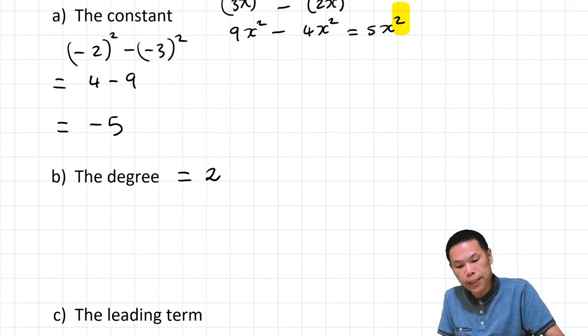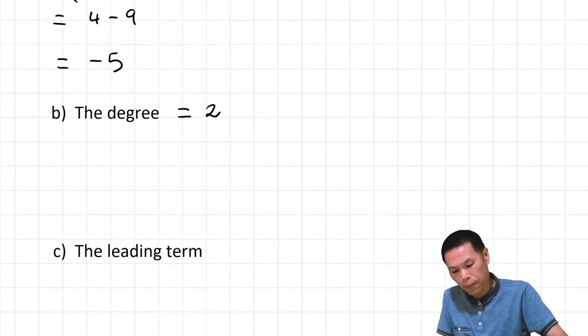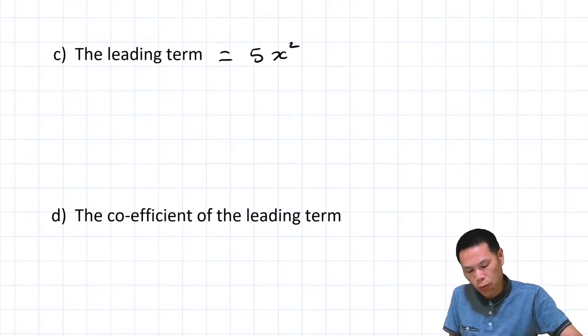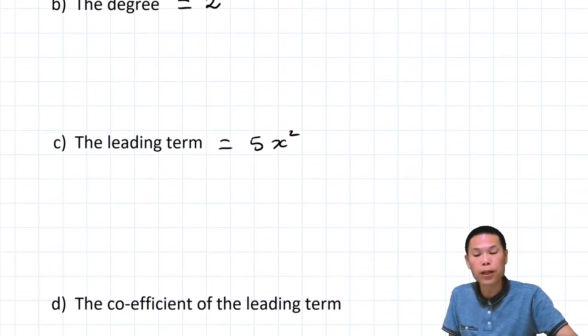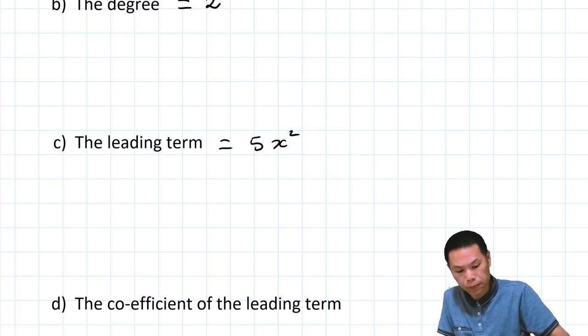And the leading term is, of course, 5x squared. So I just write this down, it is equal to 5x squared. The last question is the coefficient of the leading term. Of course, the coefficient of the leading term is 5. So I just write this down.